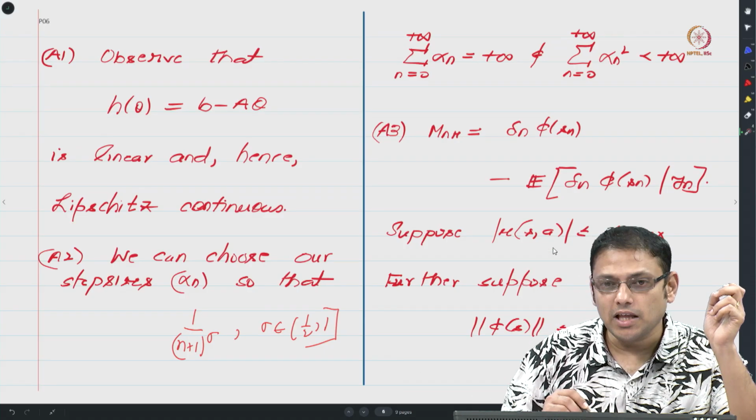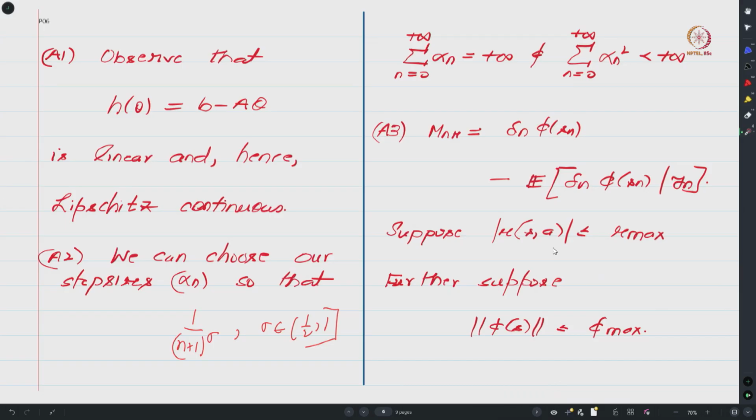What we will do is presume that the rewards are upper bounded by some maximum quantity, that is R max. Furthermore, we are presuming that the length of the feature vectors is also upper bounded by phi max. So let's make such assumptions, and let's presume that R max and phi max are less than infinity.